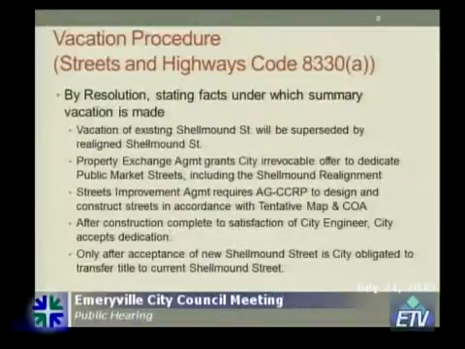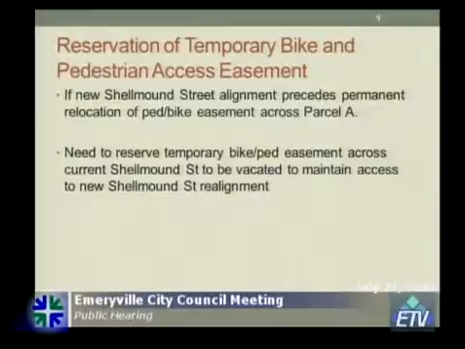The city would accept the dedication after the construction is complete to the satisfaction of the city engineer, and only at that point, upon acceptance of the new Shellmound Street, is the city obligated to transfer title to the current Shellmound Street. In addition, the resolution provides for a temporary bike and ped easement across Parcel A.